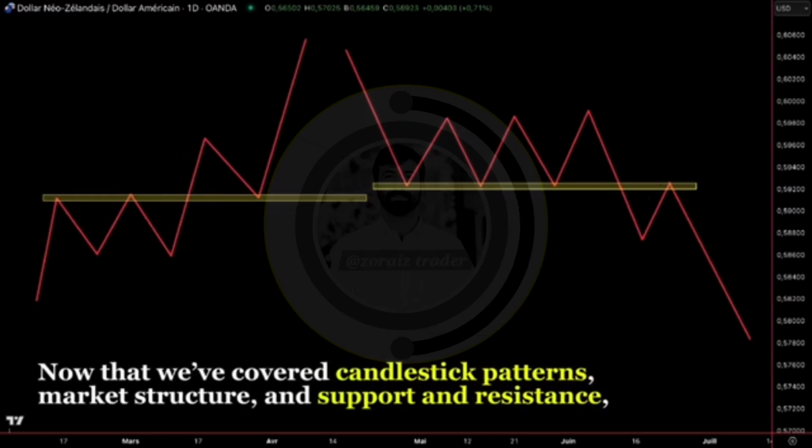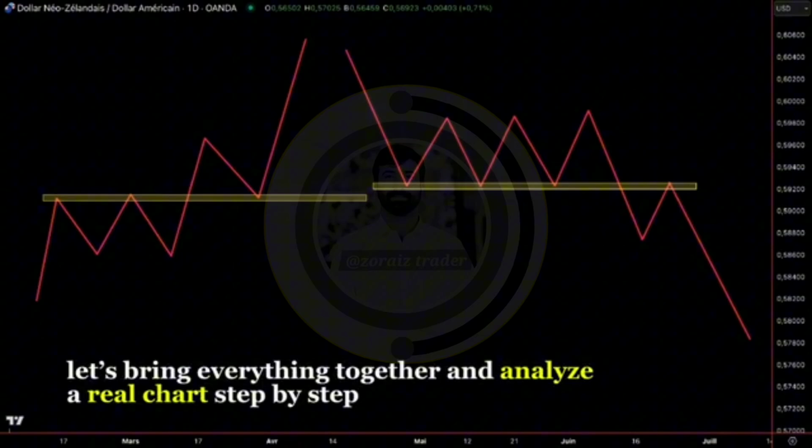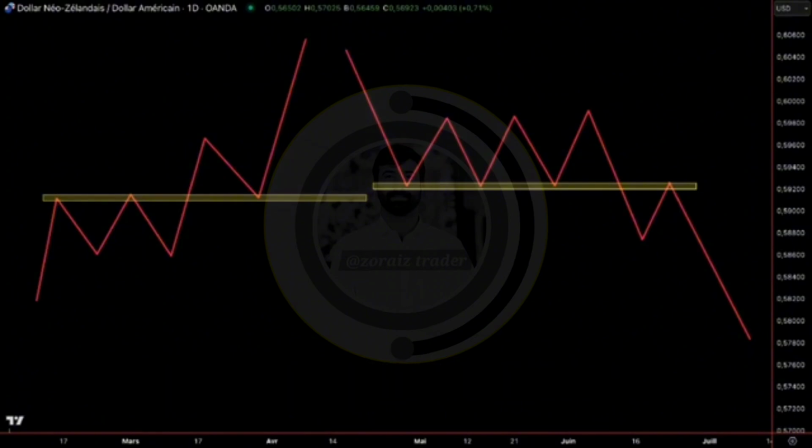Now that we've covered candlestick patterns, market structure, and support and resistance, let's bring everything together and analyze a real chart step by step.